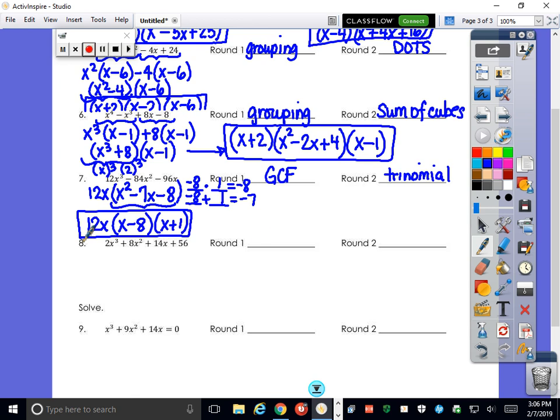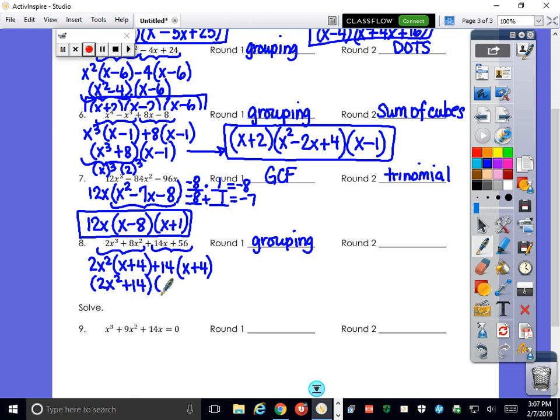Number 8, grouping is going to be our first round because there are 4 terms. So we have 2x squared as the GCF, leaving us with x plus 4. Second set of terms have a 14 in common. 14 goes into 56, and it leaves us with x plus 4 times. So we end up having 2x squared plus 14 times x plus 4.